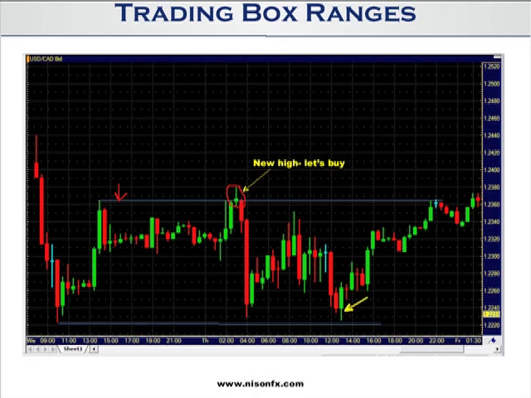Look at the small real body. It's almost like a doji line, right? It's telling us that although the market made a new high close, I'd be very nervous about buying it, or if we did, to buy it very lightly.